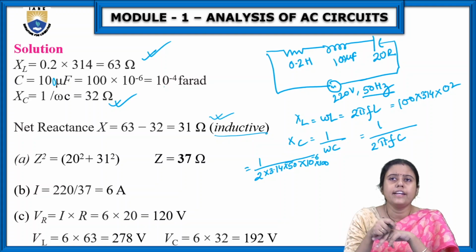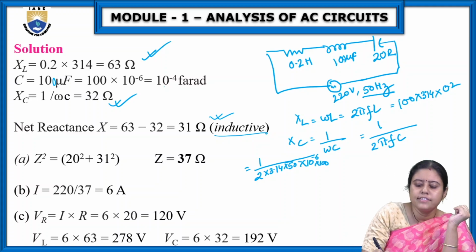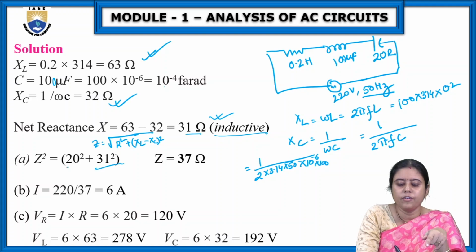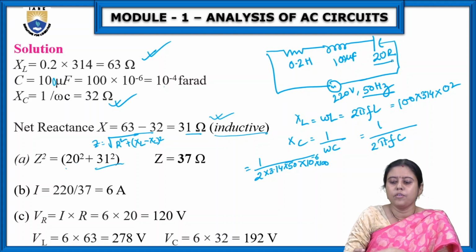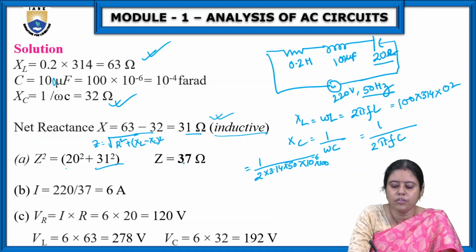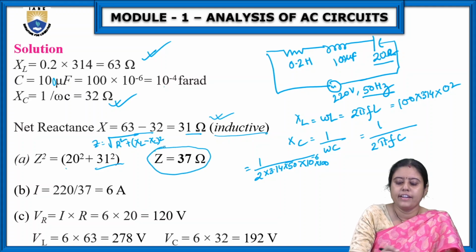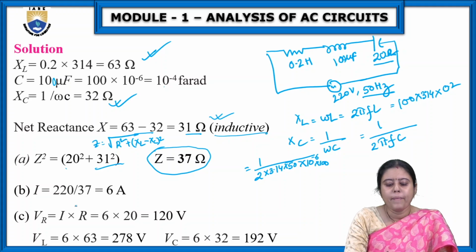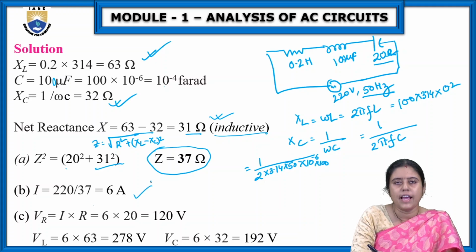So what is Z? Z is equal to square root of R square plus (XL minus XC) square. So XL minus XC we got 31. R is given as 20 ohm. So we are getting the value Z is equal to 37 ohm. So what is the current? Current I is equal to 220 by 37. So it is 6 ampere.